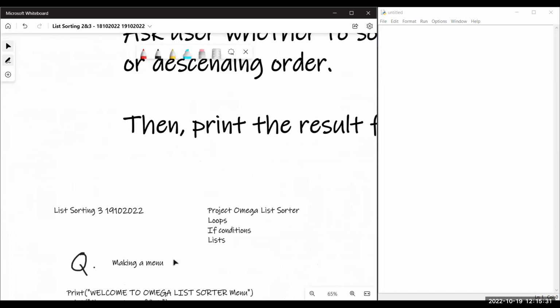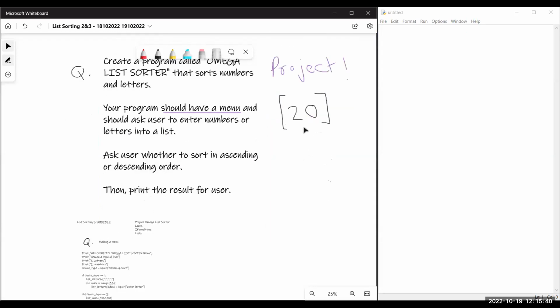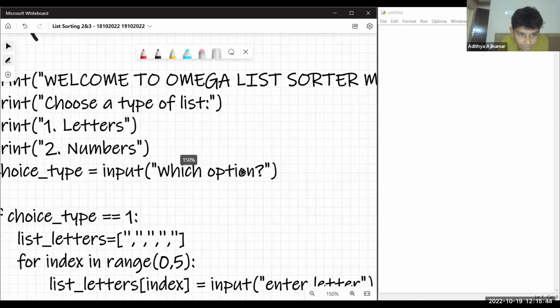Okay. First things first, they're asking us to create a program called the list omega sorter that sorts numbers and letters, and your program should have a menu. Let's first create the menu for the program. I have already made a menu, so I know how to make it.